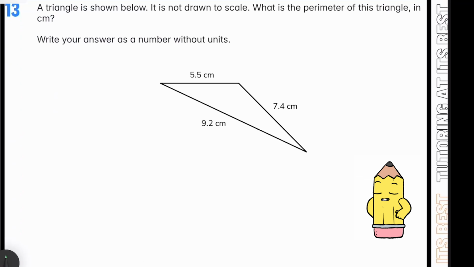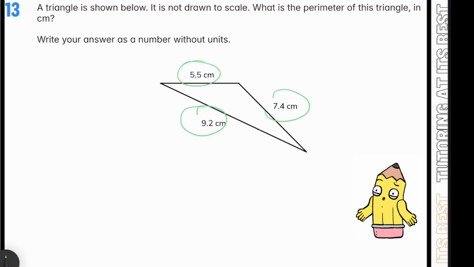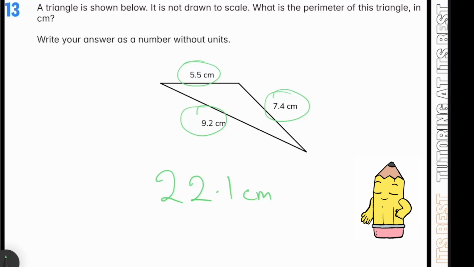Question 13. A triangle is shown below. It is not drawn to scale. What is the perimeter of this triangle in centimeters? So to find the perimeter of any polygon, we find the sum of all the sides. In this polygon, we have been given the length of every side, so we just need to add these together. So the perimeter is 22.1 centimeters. And that's by adding 5.5, 9.2, and 7.4.